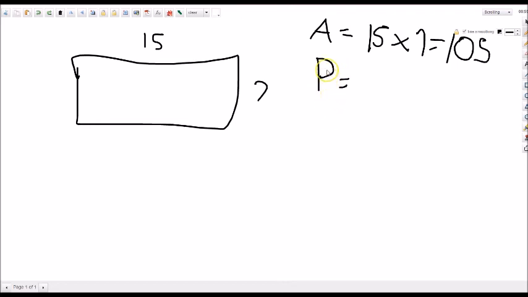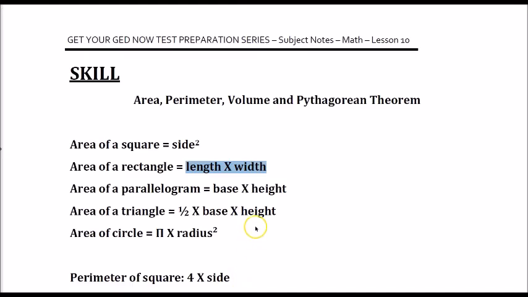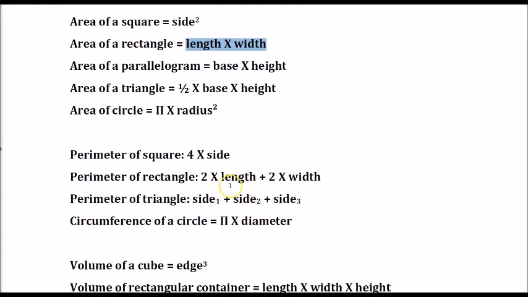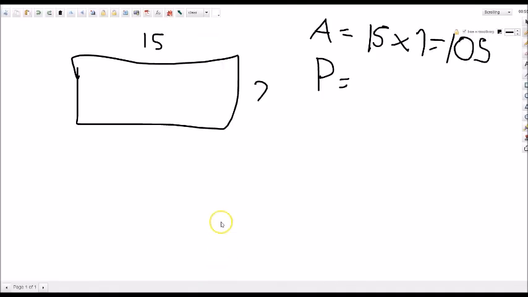Now, perimeter. So how do we find the perimeter of a shape? Well, the perimeter of a rectangle is 2 times the length plus 2 times the width. So we're going to say 2 times 15 plus 2 times 7.